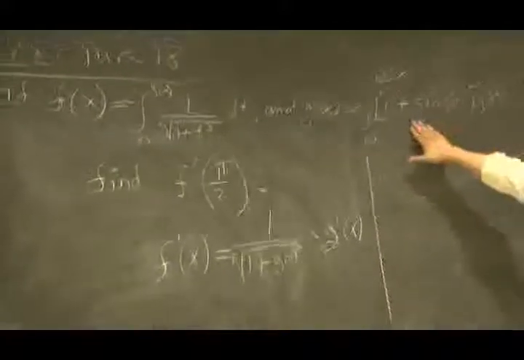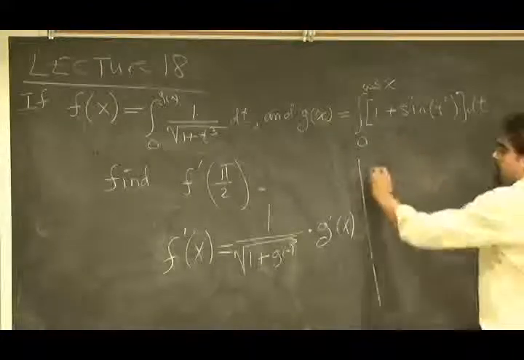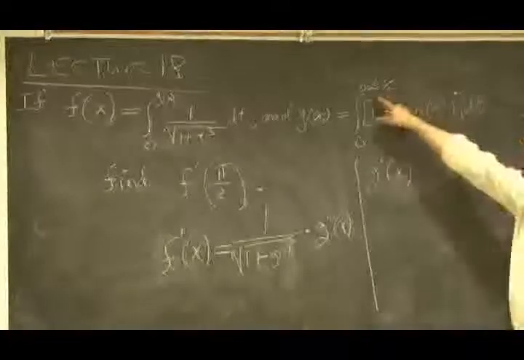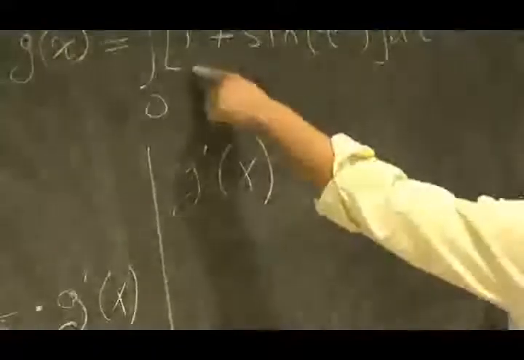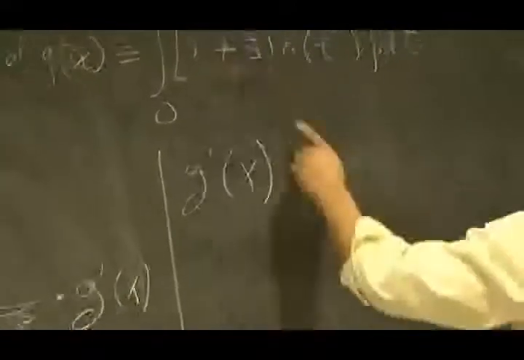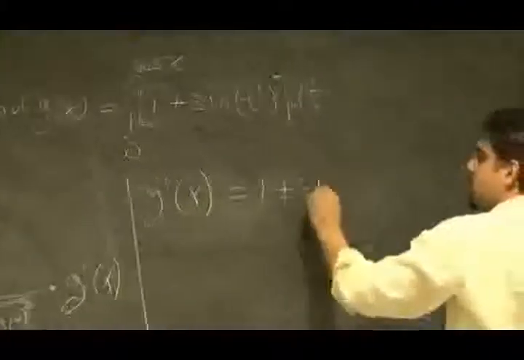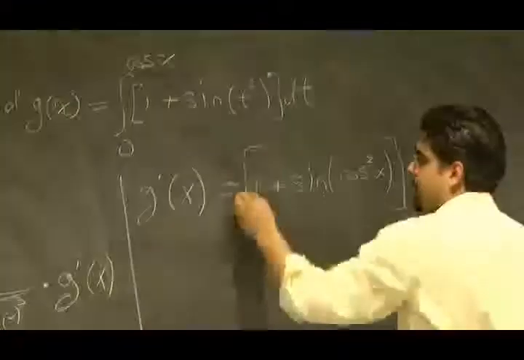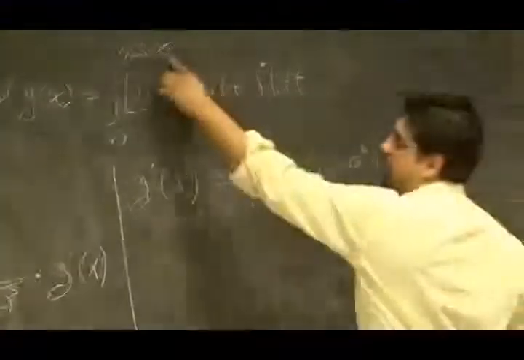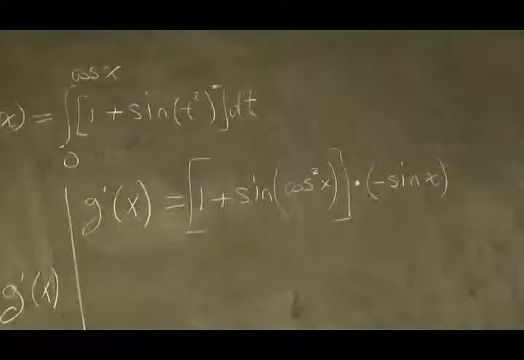Now let's look at g of x. G of x is also an integral, and we can calculate the derivative using the fundamental theorem. Notice that the upper limit is cosine x. So the fundamental theorem says you basically just evaluate the integrand at the upper limit. So 1 plus sine, instead of t we want cosine, so cosine squared x. Then we multiply this whole thing by the derivative of that inner function, negative sine x. Okay?